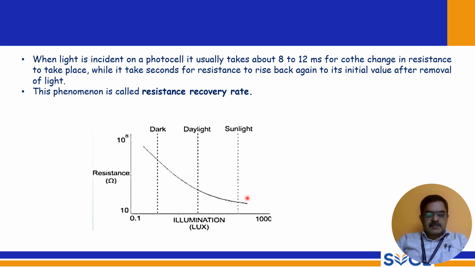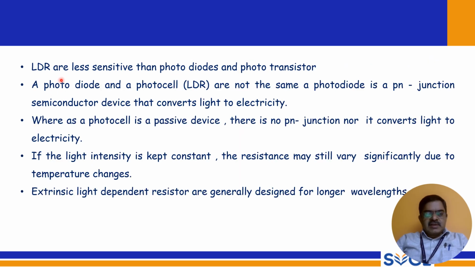So that way we can say, this is dark, this is under daylight, and this is in sunlight. So this is how the LDR works. LDRs are less sensitive than photodiodes and phototransistors.